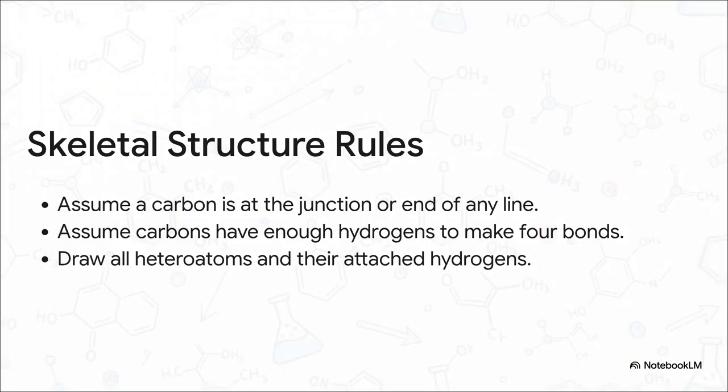The beauty of skeletal structures is that they're based on just a few simple rules. First, you just assume there's a carbon atom at any corner or at the end of any line. Second, you don't even draw the hydrogens that are attached to carbons. You just assume that each carbon has enough hydrogens to give it a total of 4 bonds. And third, any atom that is not a carbon, what we call a heteroatom, you have to draw it in along with any hydrogens attached directly to it.